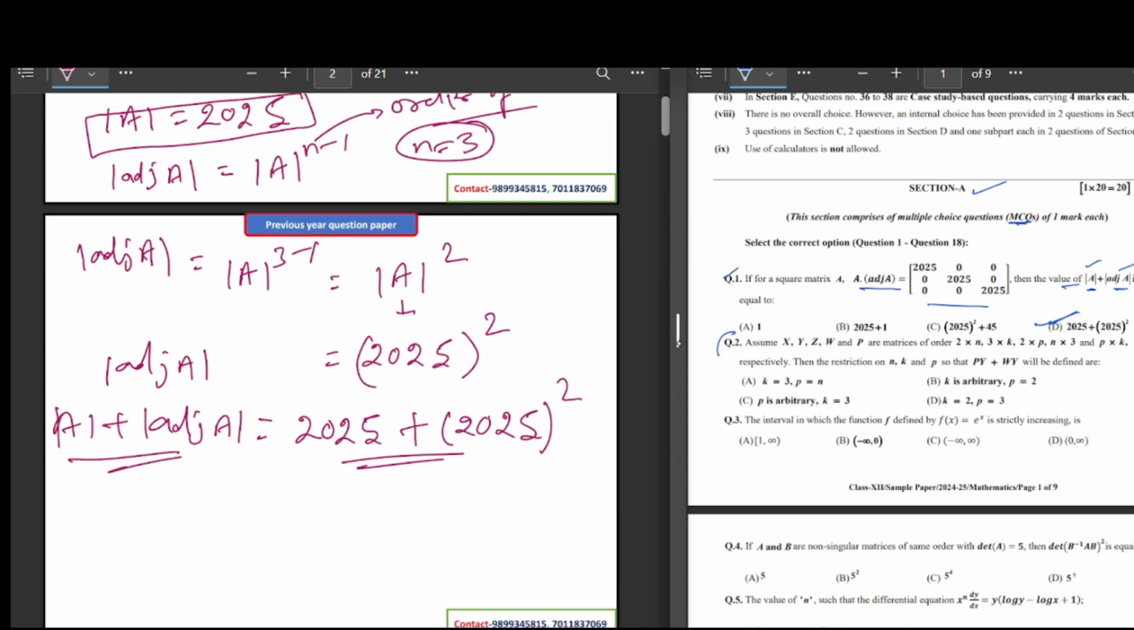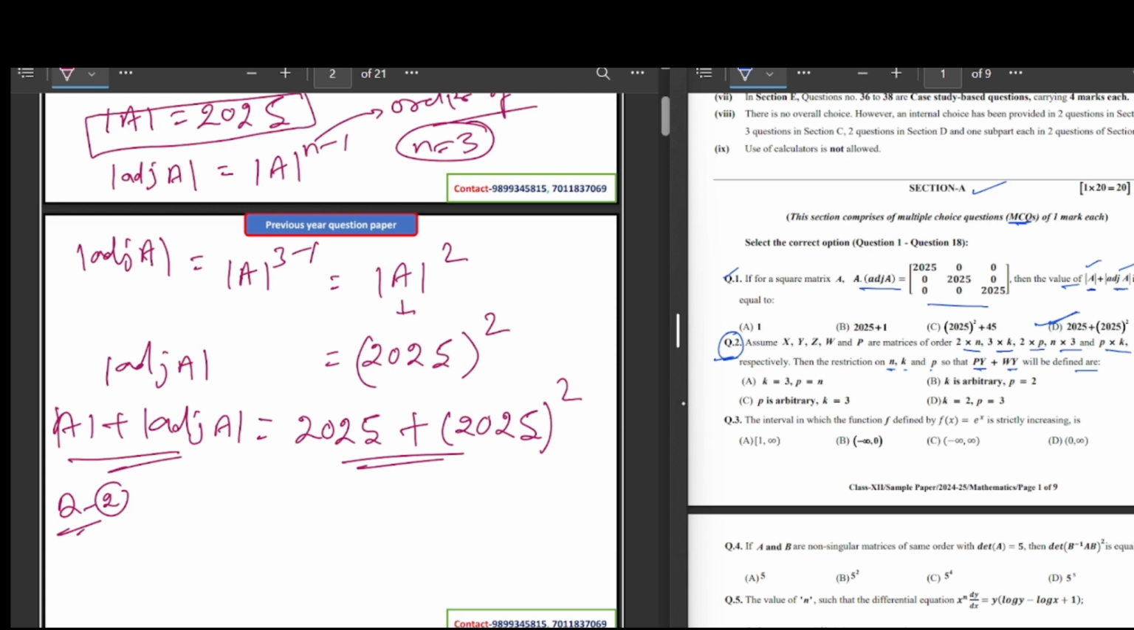After that, question number 2: assume X, Y, Z, W and P are matrices of these orders, and cross k respectively. Then the restriction on n, k and p, so that PY plus WY will be defined, is what? So this is basically question number 2.